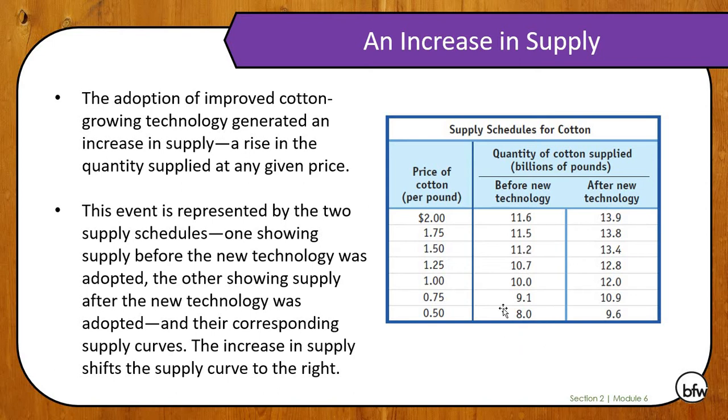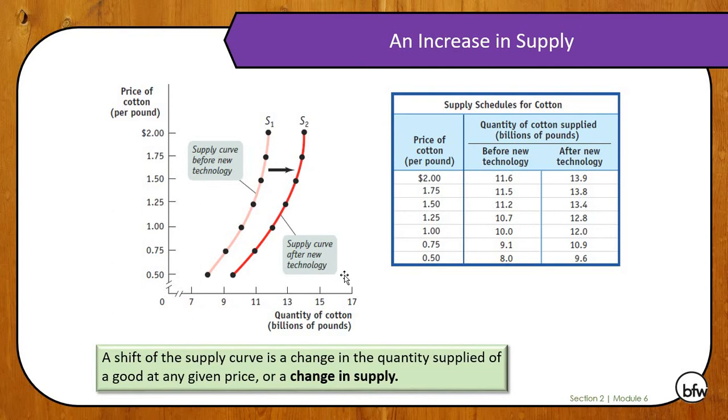As we can see here, before the technology, alright, this is before and after. Alright, it says that right up here as well. But as you can see, with the new technology, you're able to produce more for any given price. The event is represented by the two supply schedules, one showing supply before the new technology. You don't have to worry about writing that down, that's just there to help you understand it. And that increase in supply can be shown by the rightward shift in the supply curve here.